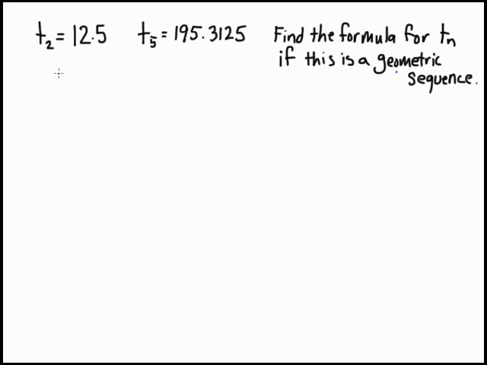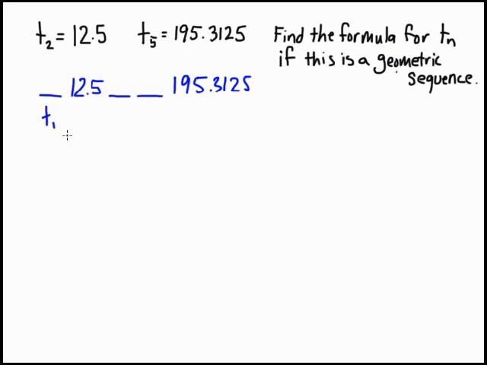So, a geometric sequence. We've got term 2. We don't know what term 1 is. Then we've got term 2. Then we don't know what term 3 or 4 is. But we know that term 5 is 195.3125.